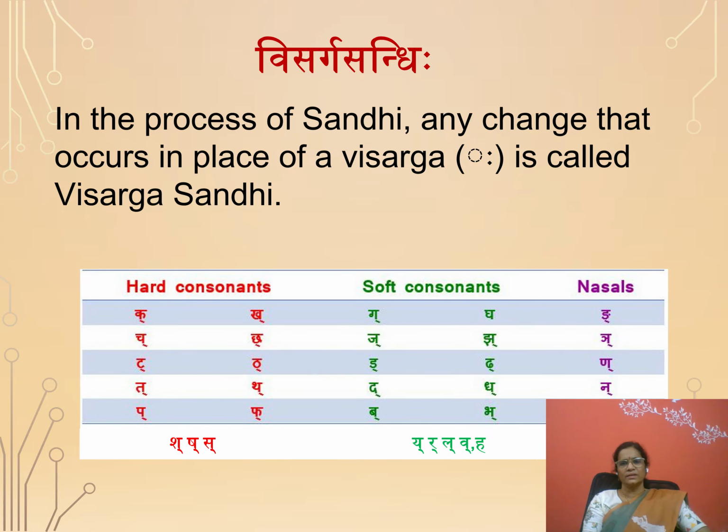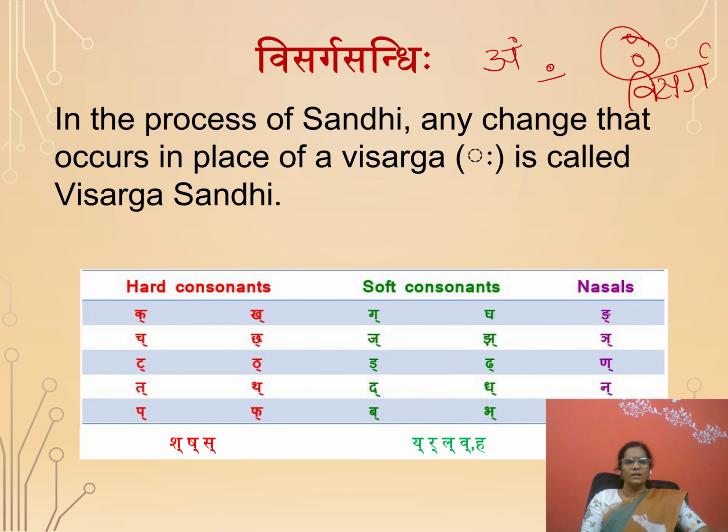What is visarga? First we will try to understand what visarga is. Visarga means two dots, right? If there is one dot like that, this dot is called anuswara. These two dots are called visarga, right? Definition: in the process of sandhi, any change that occurs in the place of visarga is called visarga sandhi. Very simple. If we replace the visarga with any letter, that is called visarga sandhi. While doing sandhi, if any change occurs in the place of visarga, that is called visarga sandhi.